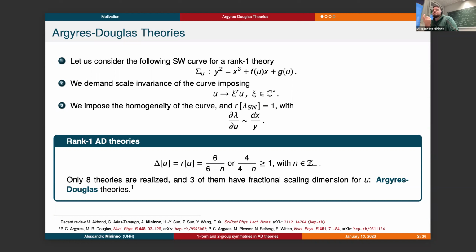Imposing the homogeneity of the curve, you can classify all the possible theories for a given conformal dimension, and you end up with only 8 possible theories, and 3 of them have a fractional scale dimension. These are the conformal dimensions of the Coulomb branch parameters. And these are what have been called Argyres-Douglas theories.